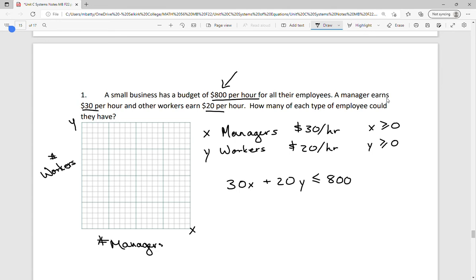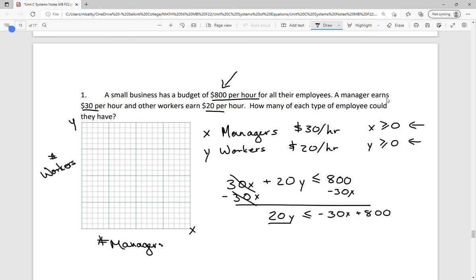This question's simple because we only have one real constraint. We have these other ones up here as well, right? Not a bad idea to do. But what we need to do with this is put it in MX plus B form. I haven't put the numbers on here yet because I don't know what I need to graph just yet. So I'd have 20y is less than or equal to negative 30x plus 800. Giant numbers, but hopefully reasonable math.